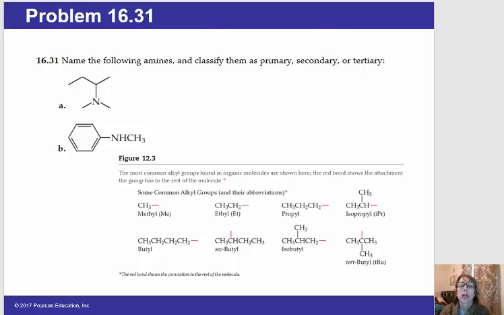Alright, so let's take a look at problem 16.31. We have 2 structures here. You're asked to name the following amines, identify them as primary, secondary, or tertiary, and then I think it'll be helpful to have table or figure 12.3 here because it has some of these alkyls that we haven't seen too much of, especially the butyl group, so that may be useful in this problem. So pause the video, see if you can name them.